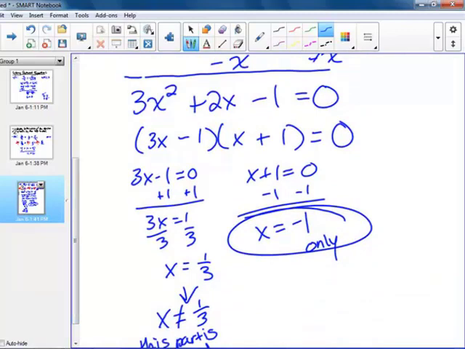Now if my only answer had been the 1/3, then we would have no solution. So that can happen sometimes: if you only get one x and it was supposed to be undefined, then there's no solution.